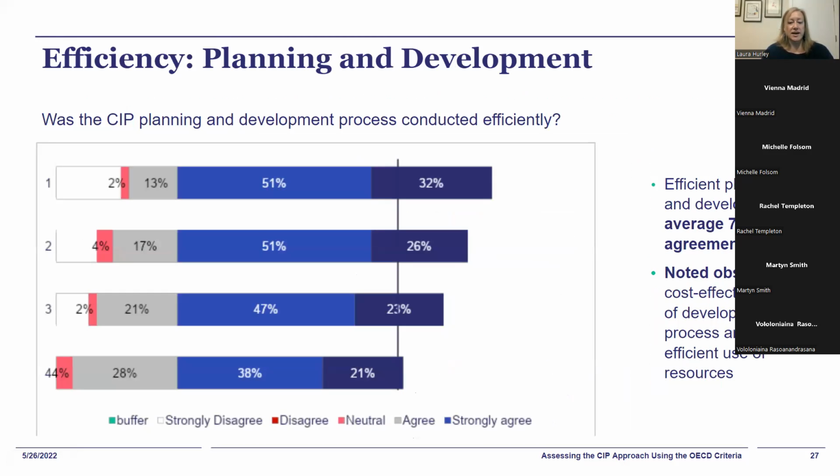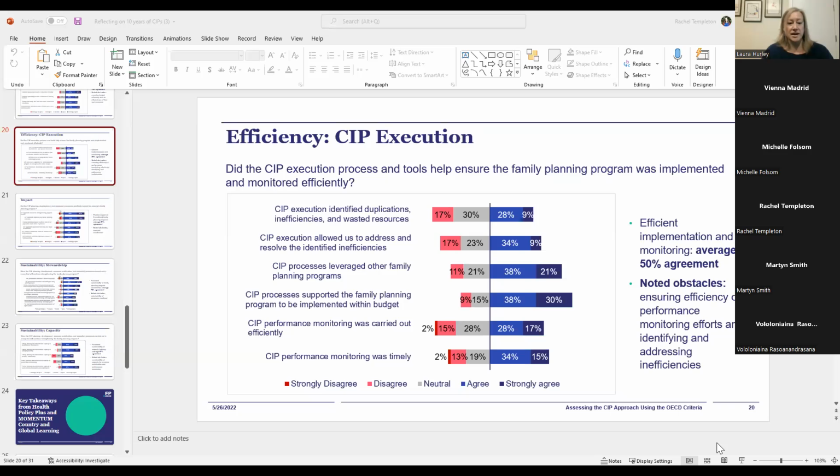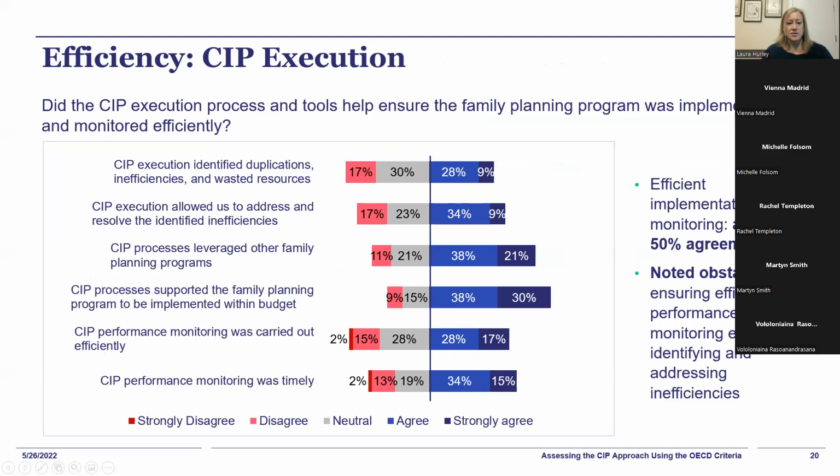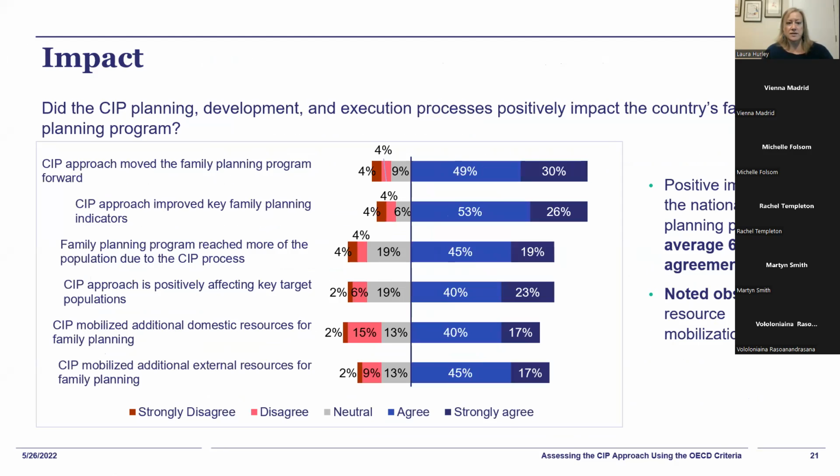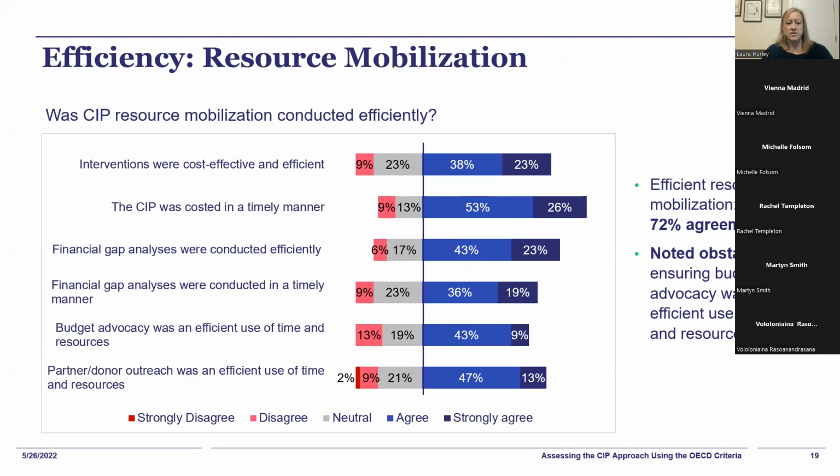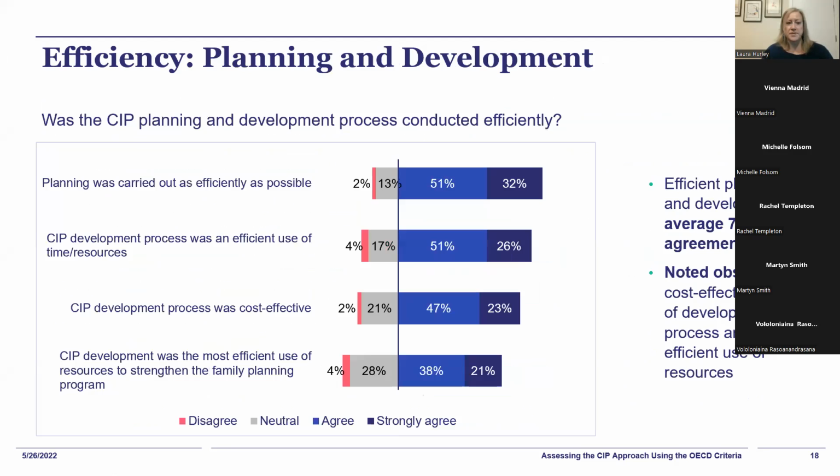So next we have efficiency. We defined efficiency as the extent to which the CIP delivered results in an economic and timely way. Thanks for swapping slides. So go 2 slides back. So the first slide on efficiency, one more. Yes, thank you.